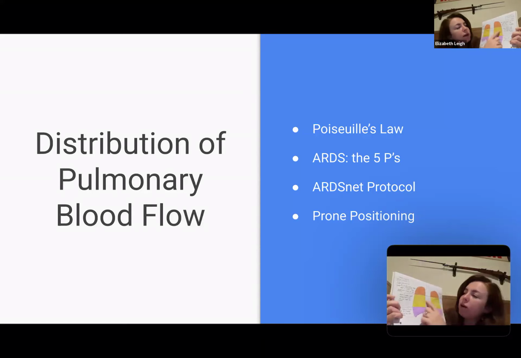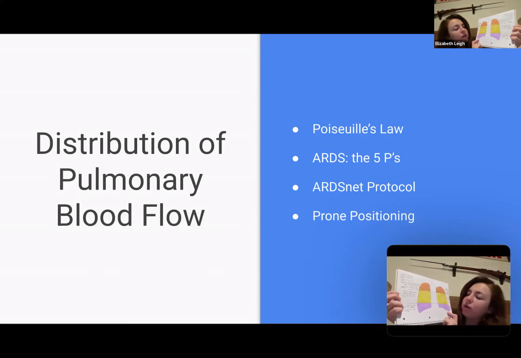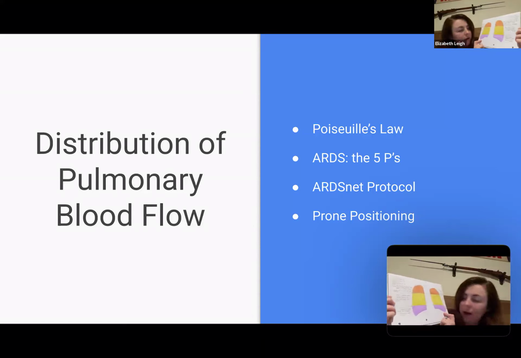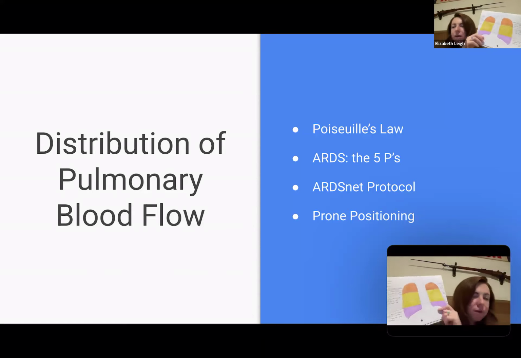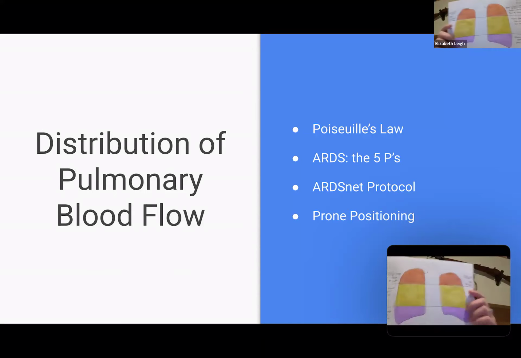From the middle zone, alveolar pressure is lower than arterial pressure, but higher than the venous pressure. And then at the bottom here, arterial and venous pressure are higher than the alveolar pressure. It's just a summary, a key takeaway.